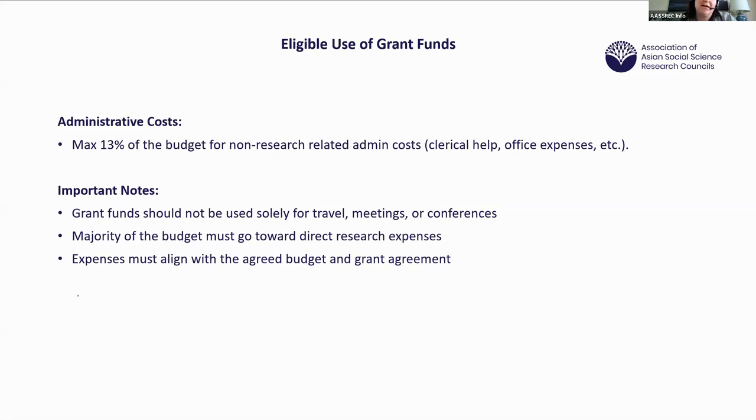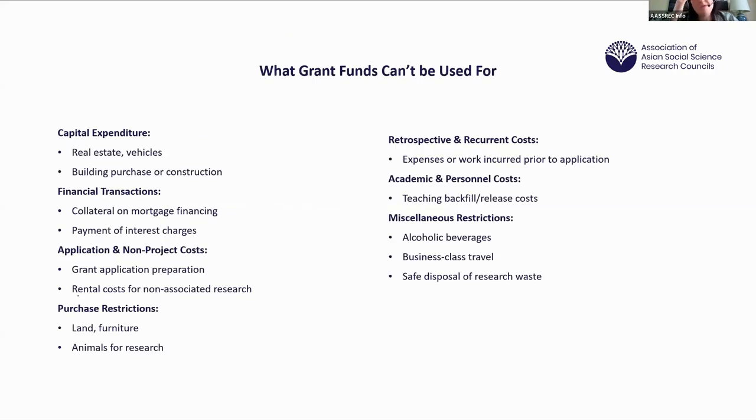And just in terms of how the funds are spent, we don't want to see the grant funds used solely for meetings or travel. We want the majority of the budget to go towards direct research expenses. This is also all in the guidelines, but some of the things that you can't use the funds for are things like capital expenditure, like real estate and vehicles, financial transactions, or things like alcohol or business class travel and things like that.